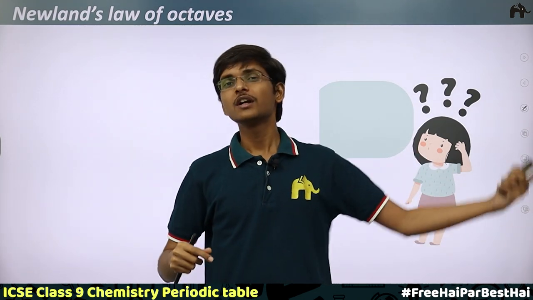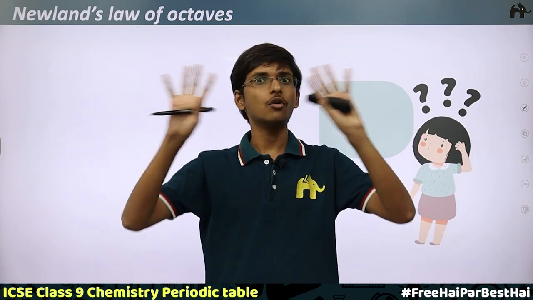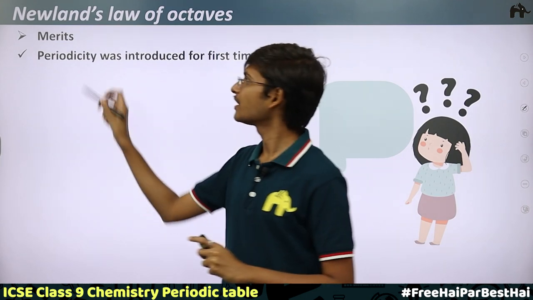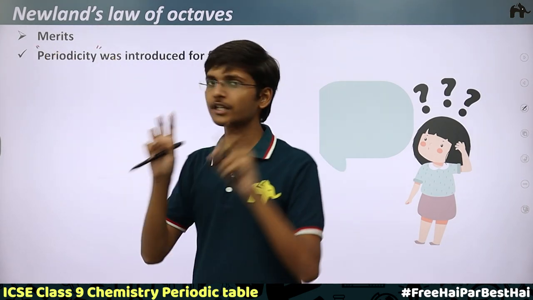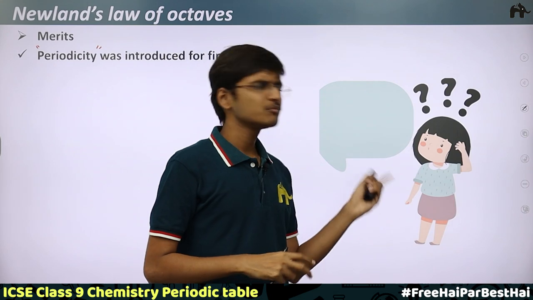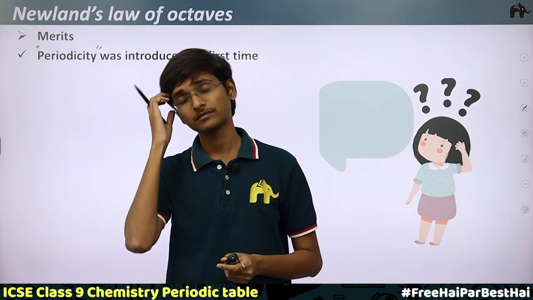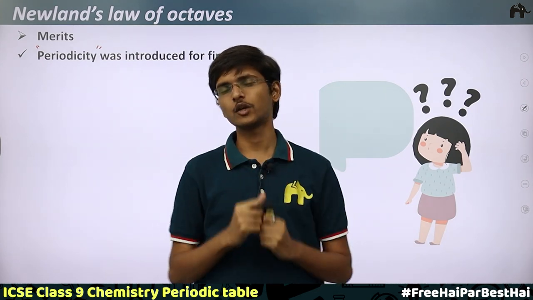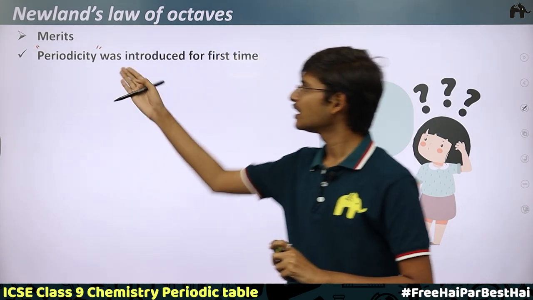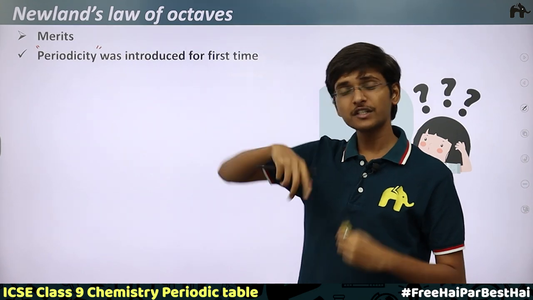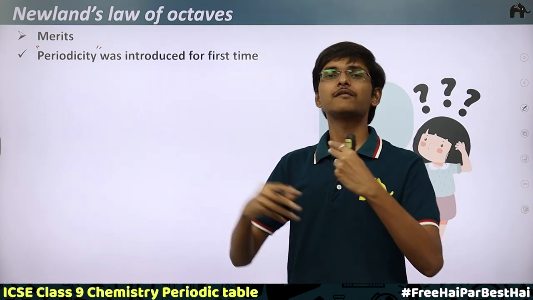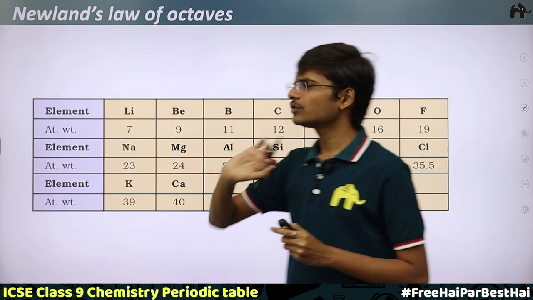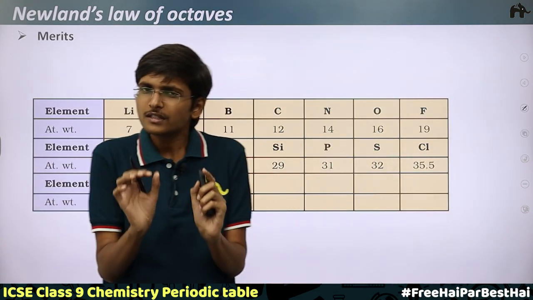But the second important thing which started from Newland's law of octaves, and which we are going to continue when we study the modern periodic table, is periodicity. This so-called periodicity term makes many students wonder what it means. They don't get what periodicity is. It's very simple. But you should remember that periodicity was first introduced from Newland's law of octaves. Now what is periodicity? I will tell you.